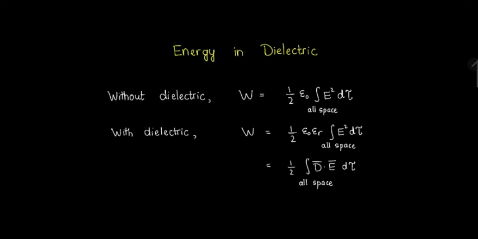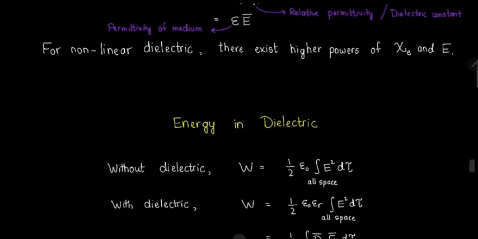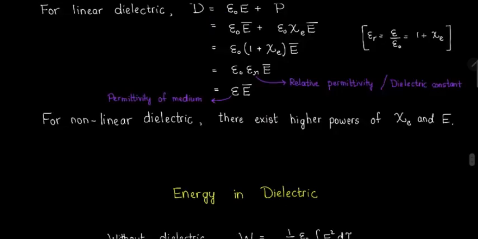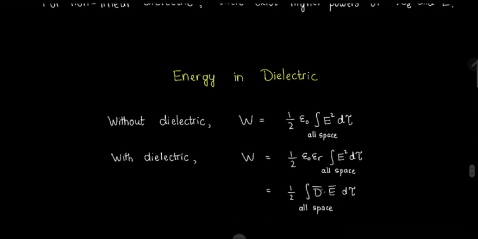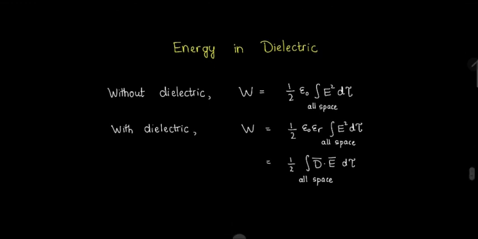And this product is nothing but epsilon, which is permittivity of the medium, right? And I know that permittivity of the medium into E will give me D bar. So that is how this came about. I can write E square as E bar dot E bar. So yes, this is the final solution, energy in dielectric. And this is the final topic of electrostatics.